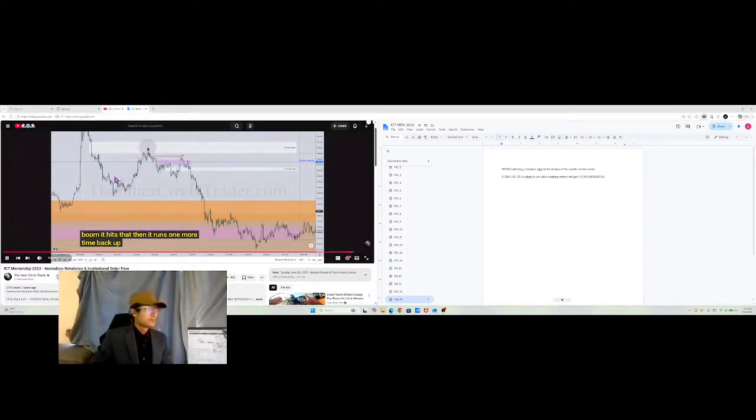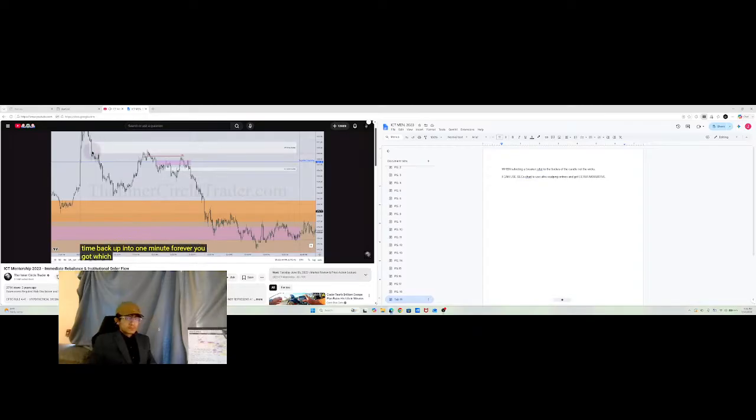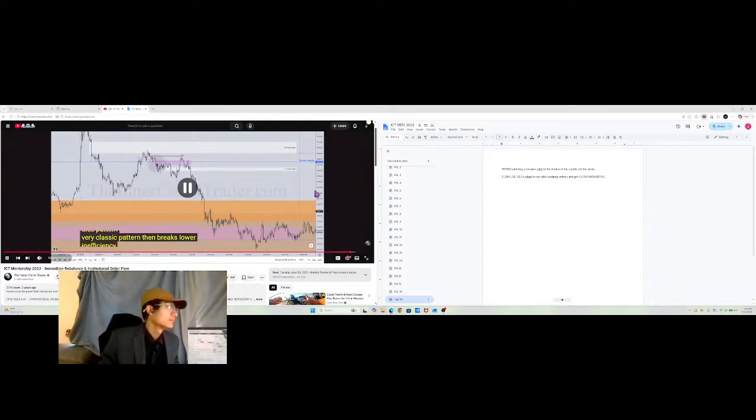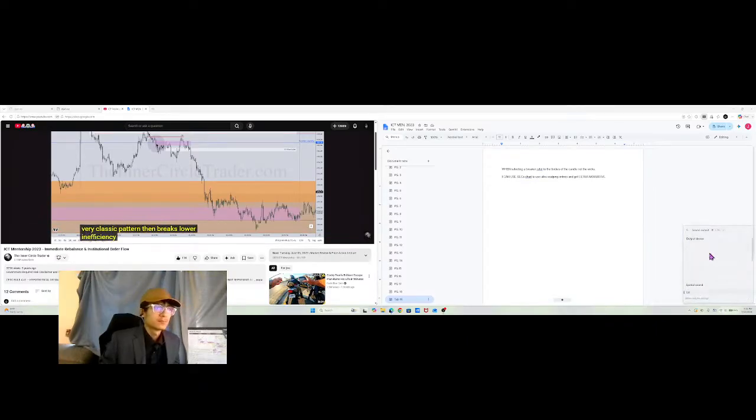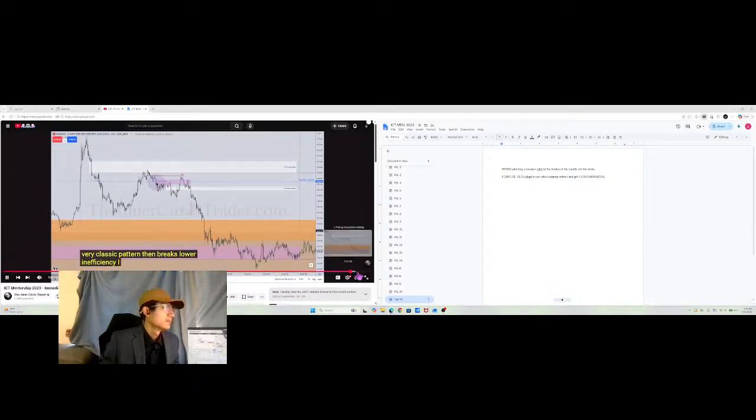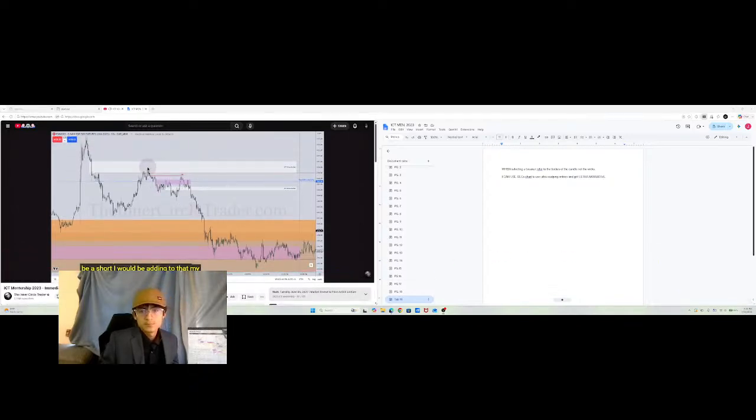It runs one more time back up into the 1 minute fair value gap, which is here. Boom, boom, 3 times. This is the 3 drives pattern, a very classic pattern. Then it breaks lower. Inefficiency, I like that one. That could be a short. I would be adding to that. My stop would be above here.